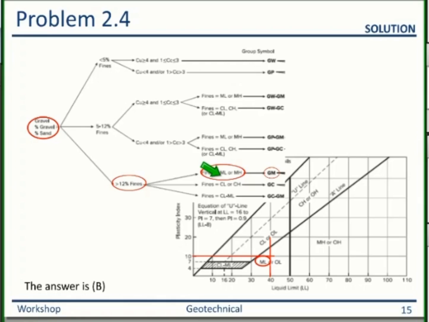Very good question. Muhammad is asking, rather than percentage finer, what if the percentage retained is given? If they trick you, no problem. Percentage retained is... okay, let me show you that. That's a good point.